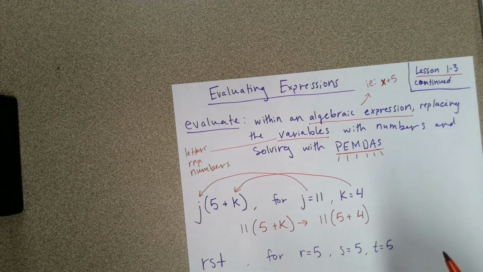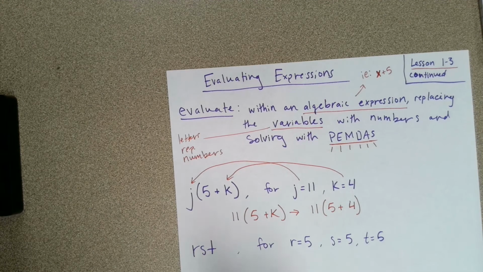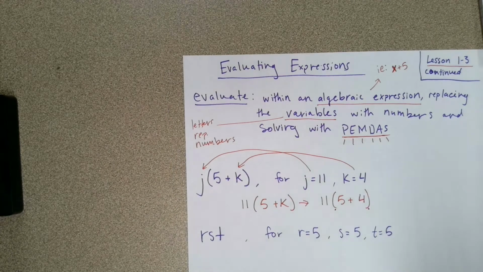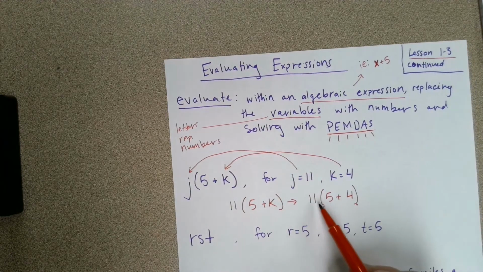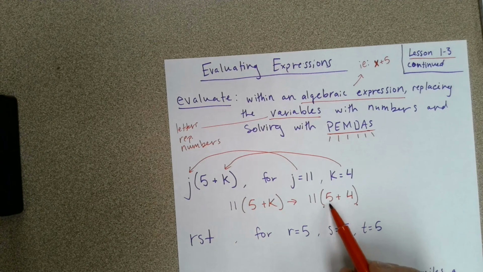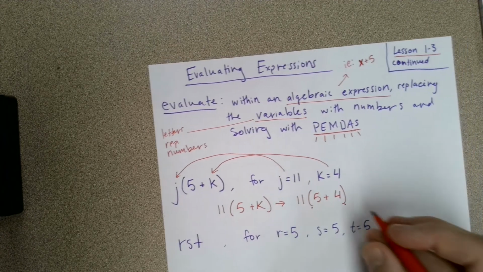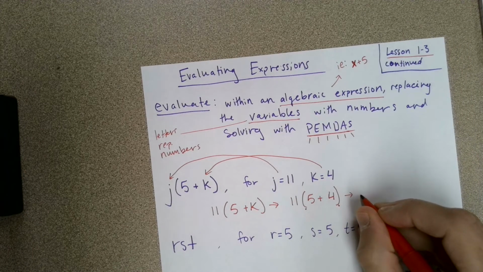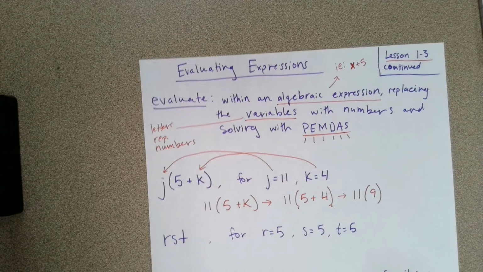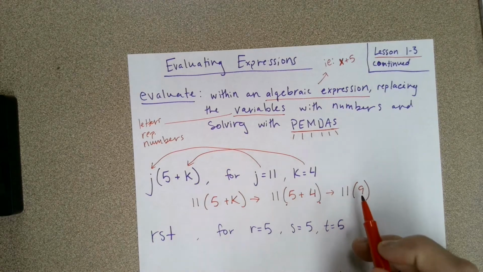Next we have to do PEMDAS. So we start with our parentheses. Right here I noticed that we do have parentheses. So the first thing we do is solve the parentheses. That means we don't do anything outside of it. We do the inside. So right now, mental math, 5 plus 4, 5, 6, 7, 8, 9. We can rewrite it like this. So we solved for the parentheses. The parentheses are done. We got a 9 in there.